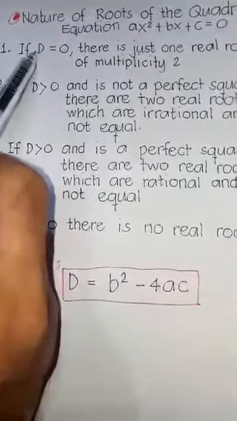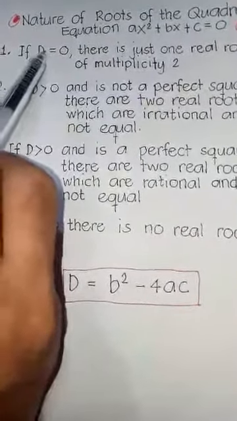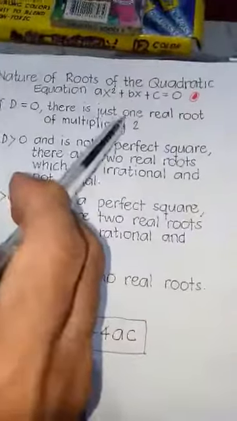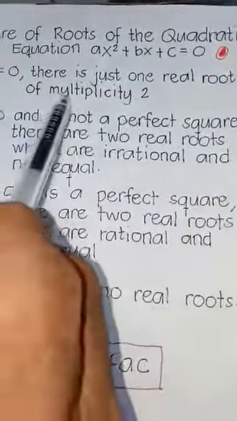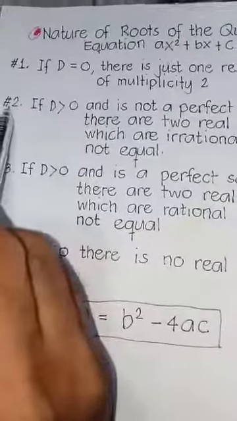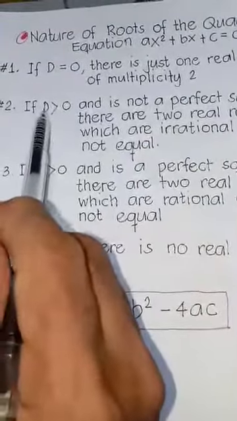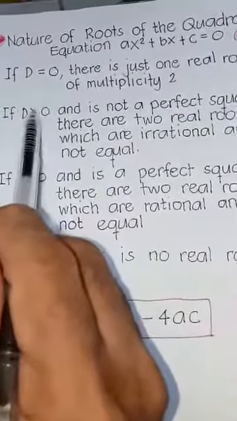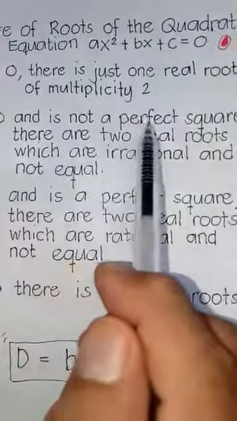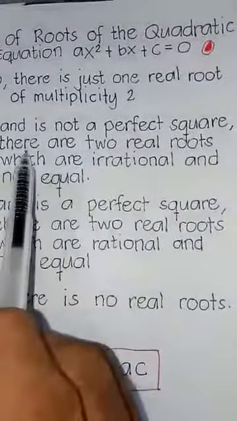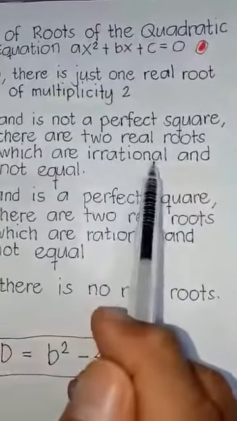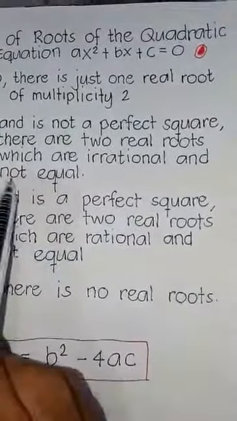If d, or the discriminant of the quadratic equation, is equal to 0, there is just one real root of multiplicity 2. Definite rule number 2: if discriminant d of a quadratic equation is greater than 0 and is not a perfect square, there are two real roots which are irrational and not equal.